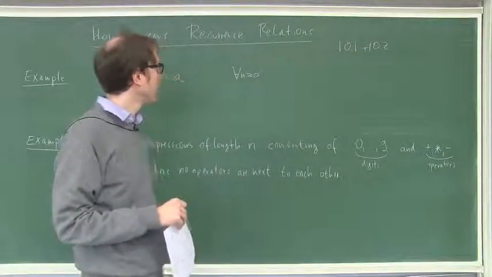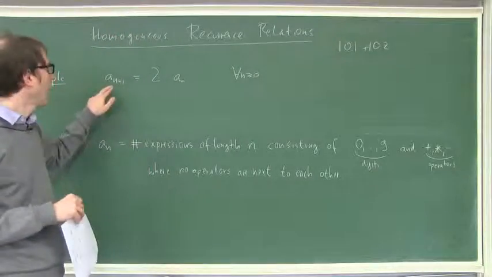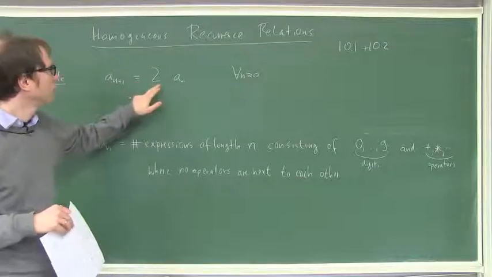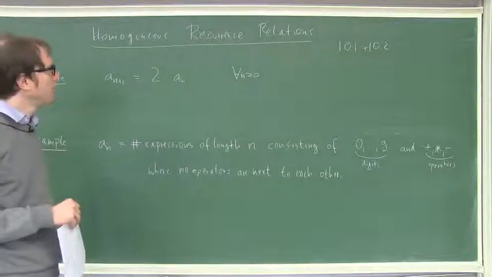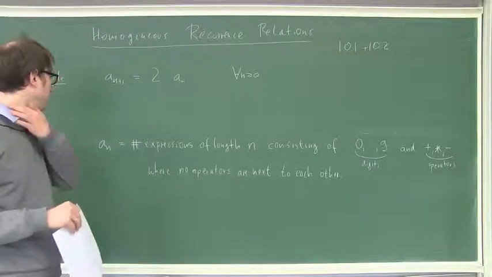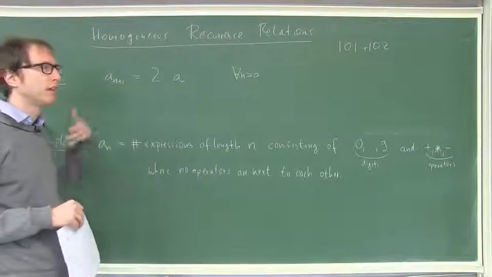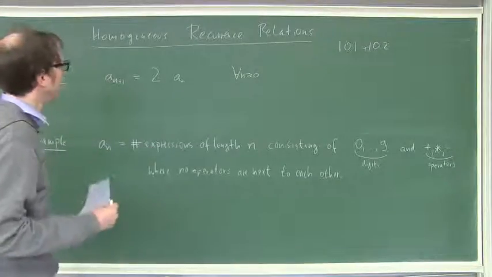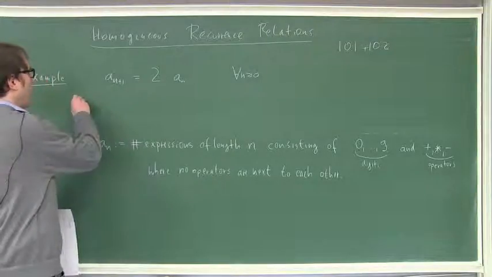Let's look at some examples here. For instance, here's a recurrence relation: a_{n+1} should be equal to 2 times a_n. That's a nice rule, but the goal is always to come up with an explicit formula for that sequence, if it's possible.